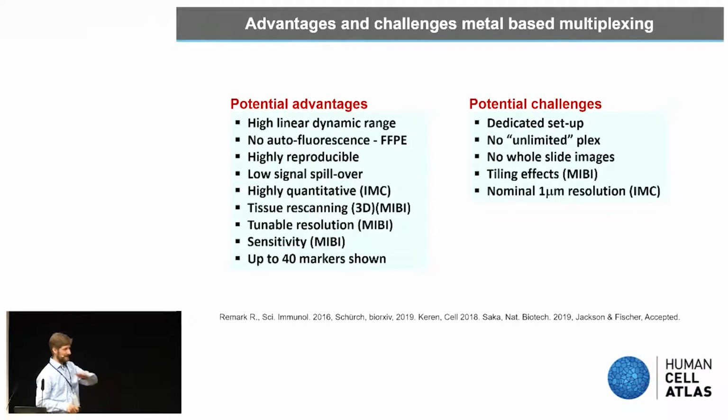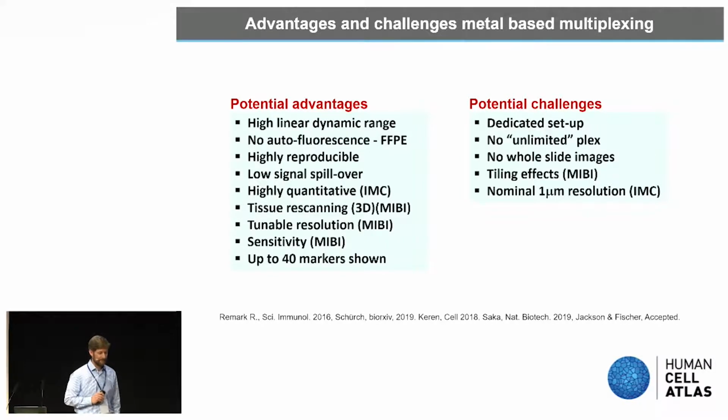While in MIBI, you scan layer by layer, and this offers you the advantage that you can rescan the tissue, you can go in 3D with 20 to 30 nanometer increments, but then probably this affects the quantitativeness a little bit. Further advantages of MIBI are a tunable resolution, I think with the latest system down to 260 nanometers, and it can also go much wider to the micrometer range, and it has a very high sensitivity as well. And for both, up to 40 markers have been shown to be measurable simultaneously.